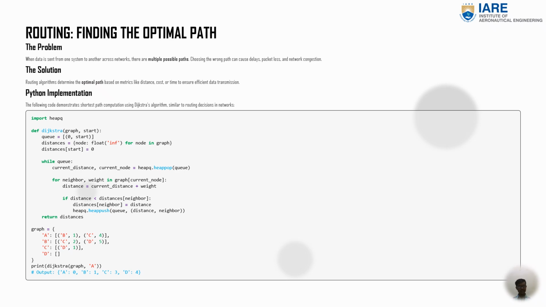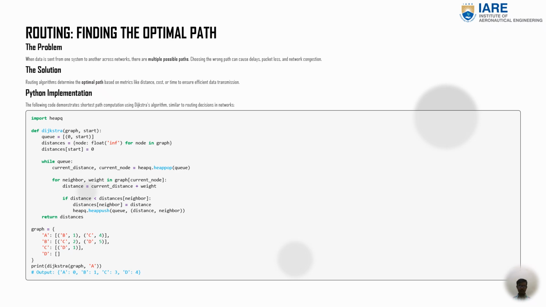Step 2. Explore all neighbors. For neighbor, weight in graph[current_node], that means we have to look at all adjacent nodes. Each neighbor has the neighbor as the node name, and the weight as the edge cost. Step 3 is to calculate the new distance. distance = current_distance + weight. Here the total distance is equal to current path plus edge weight.